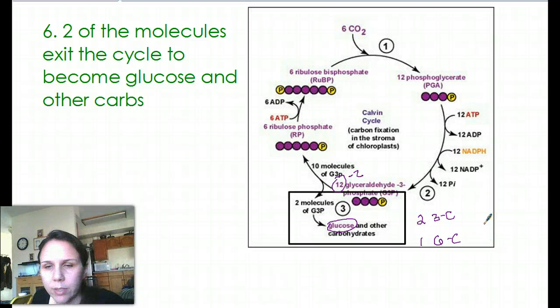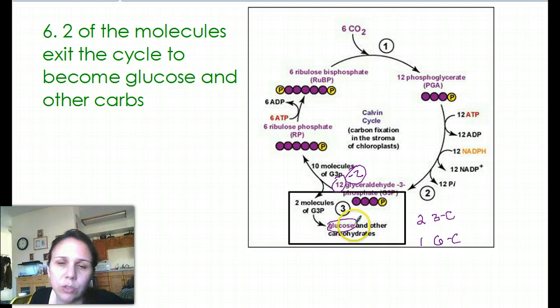How many carbons does glucose have? 6. Oh, nice. And it's not just glucose. I can make all sorts of different types of oses. I can even make starch. I can do all sorts of good stuff with it. But we usually use glucose because it's the simplest and easiest. So of the 12 G3Ps, 2 are given away and transformed into glucose and other carbohydrates. They can also be used to make amino acids, nucleic acids, lots of stuff. But glucose is the main example.